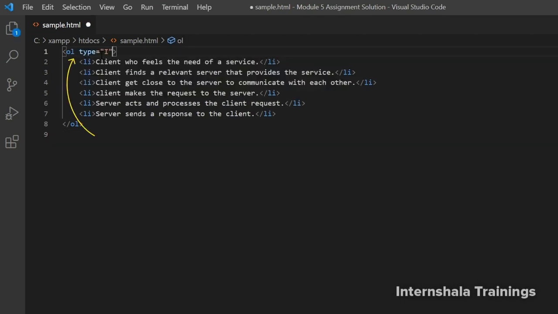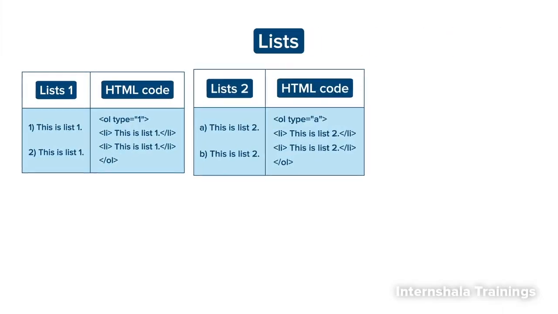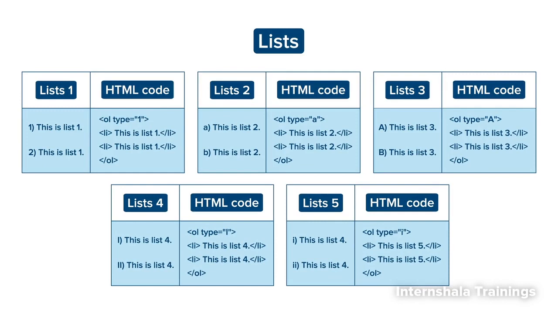To do this, inside the OL tag, we can use an attribute named type, which can be used to choose the markers. Markers are the values assigned to the type attribute to use a particular order type. So here, we have chosen the marker as 1, which means that the list will now have numbers. Now, depending on the value of the marker, we can choose to create different types of ordered lists. Here you can see we have 5 different lists, each representing a different type of order.